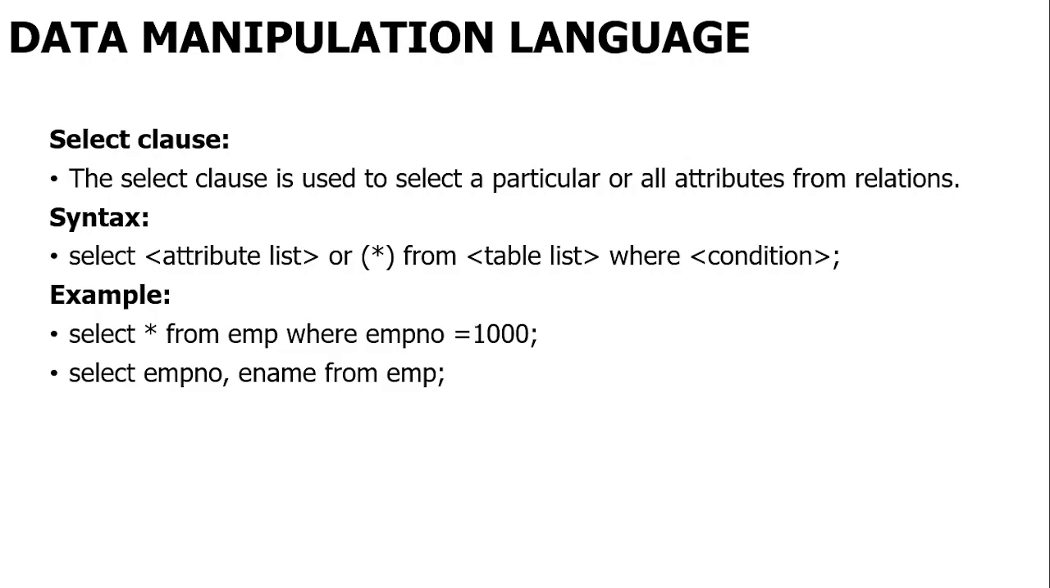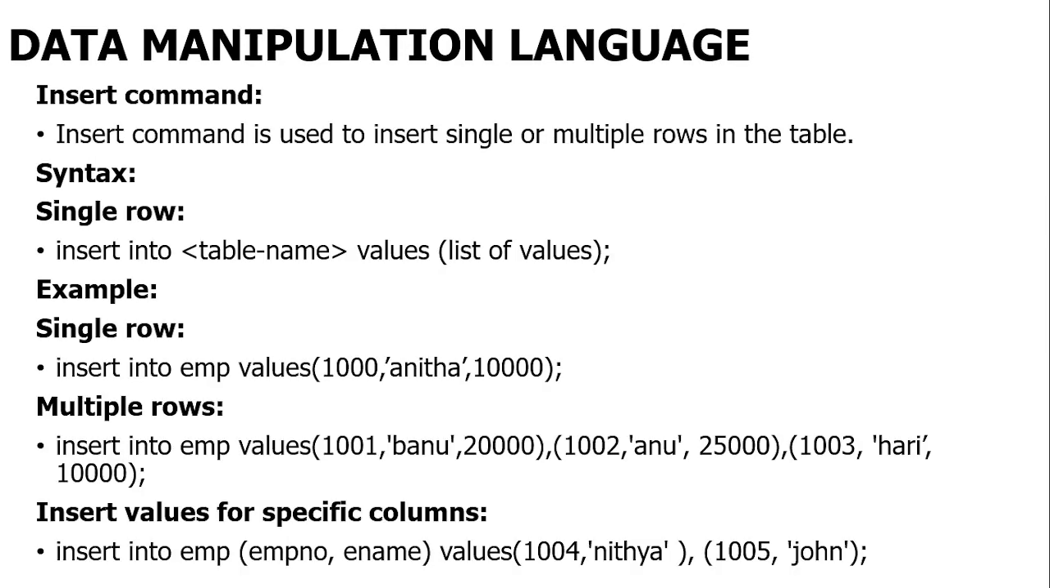Data manipulation language. The select clause is used to select a particular or all attributes from the relation. So select attribute list, or if you want all the attributes, give star, from the table based on some condition. So I'm giving select star from emp where emp number is 1000, or I can give select only emp number and name from the employee table.